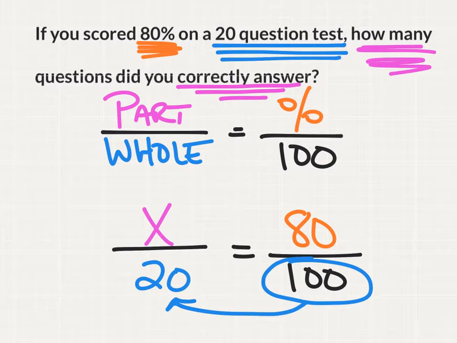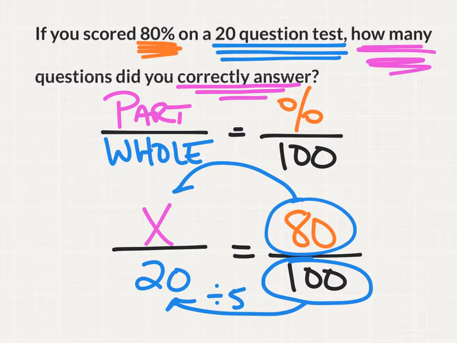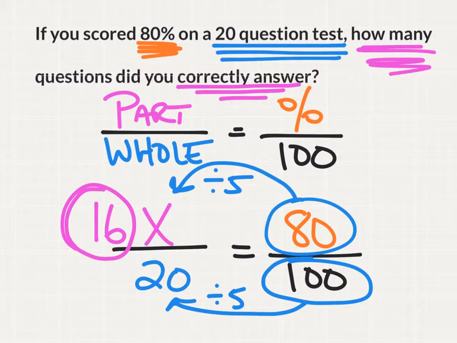So from 100 to 20, I would be scaling down by 5, dividing by 5. 100 divided by 5 gives me 20. So if I did the same thing, going between the ratios, scaling down by 5, 80 divided by 5 would give me 16. If you scored 80% on a 20-question test, how many questions did you correctly answer? You would have correctly answered 16 questions to score 80%.